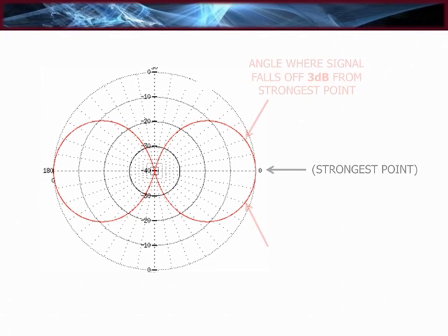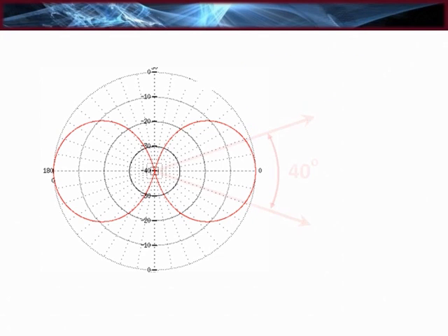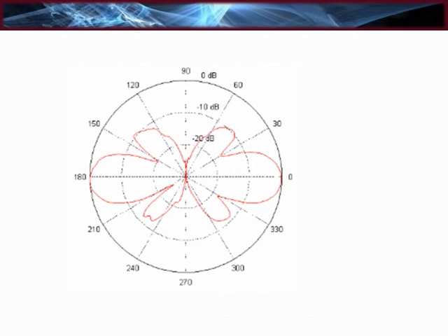Vertical signal spread is defined as the angle at which signal falls off 3 dB from the strongest point. On this graph, the concentric rings represent 10 dB each. We can estimate that the negative 3 dB mark is about 20 degrees above and below the horizontal, and that the vertical signal spread for this antenna is 40 degrees. When considering the pattern of a dual element antenna, we can see that the primary lobe becomes more elongated, therefore giving it a smaller vertical signal spread.